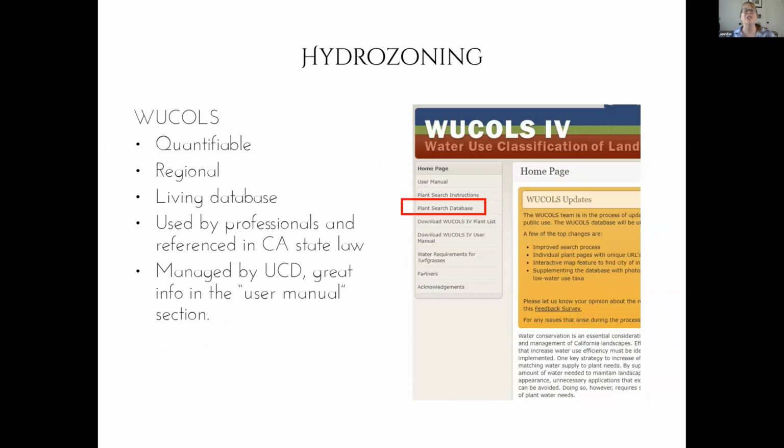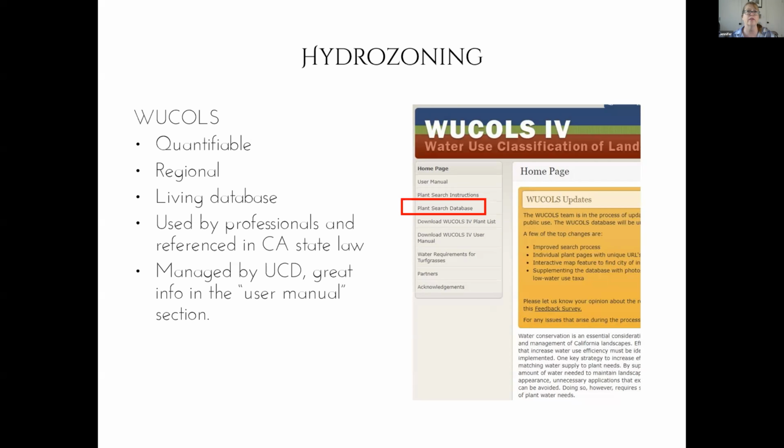When you're mixing and matching and trying to figure out what plants go together, what plants have similar water needs, go to WUCOLS. Now, WUCOLS stands for Water Use Classification of Landscape Species. That just means water needs for plants. Don't let the language catch you up. It's quantifiable from WUCOLS. It is regional and relatively specific. It is California only. It is an ever-evolving database.